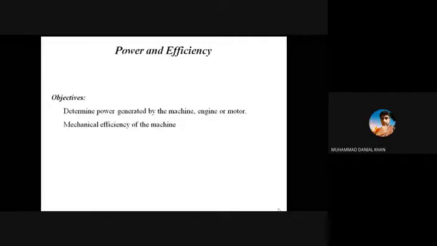Okay, so the objective of this topic is basically to determine the power generated by machines, engines or motors, and also to find out the mechanical efficiency of machines by using the principle of work and energy.